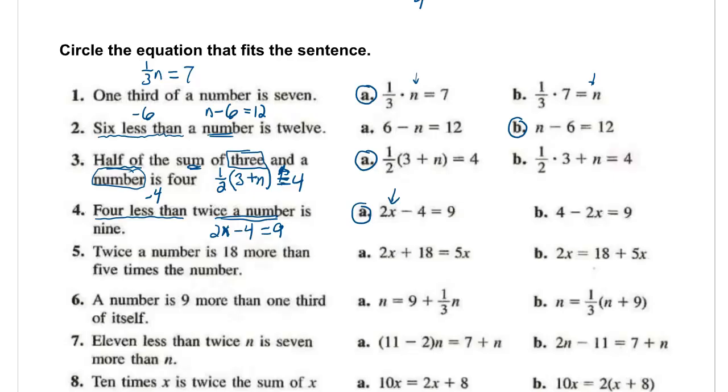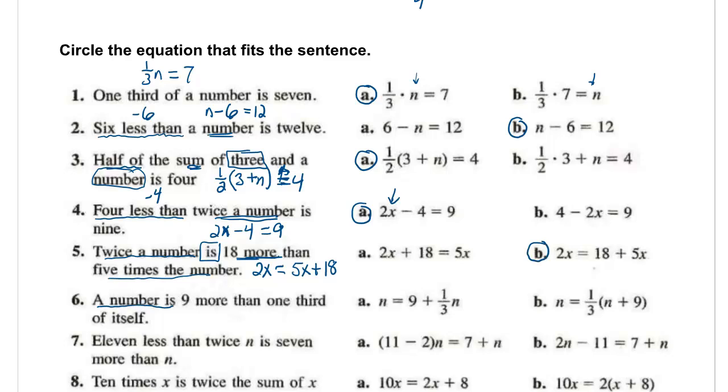Okay, number 5. Twice a number, so 2 times a variable. Looking at the choices, I see that it's x. So 2x. Now we have is. What symbol is that? That's your equals. Hey, I can see already which choice it's going to be before I even continue reading. Okay, now it says 18 more than. That's when you add 18 to something. What do you add 18 to? 5 times a number. So here's our 5 times a number, and then 18 more than that. That's when you add 18 to it. That's choice B.